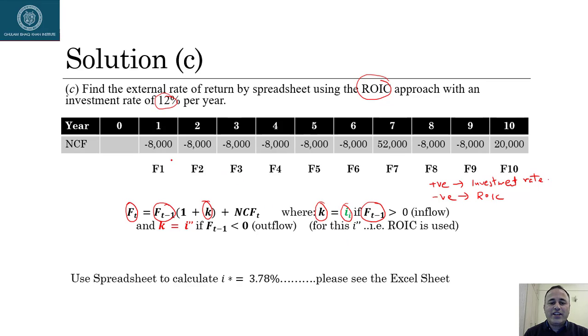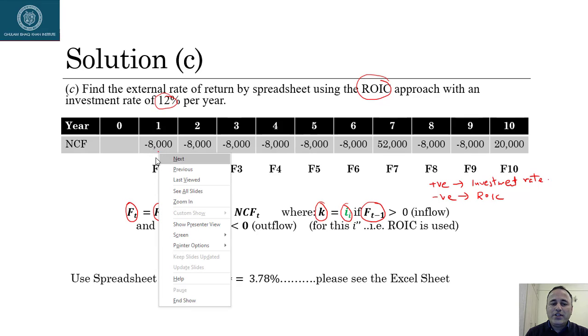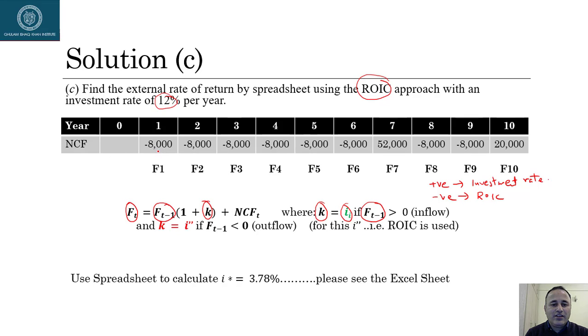So let's take it step by step. My task is to compound individual numbers one by one. So I have to compound this $8,000. How do I compound it? It is $8,000 into 1 plus. Since this is a negative number, I will use the ROIC. In this case, let's say it is I double prime. So I compounded this minus $8,000 for 1 year. And then I have to add these two.